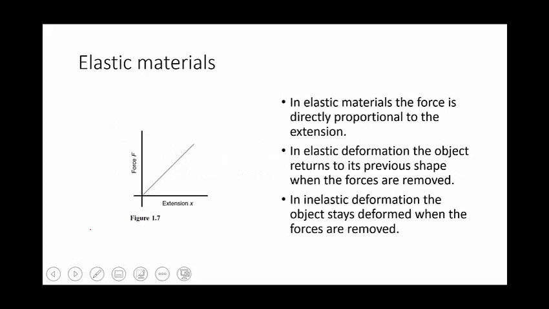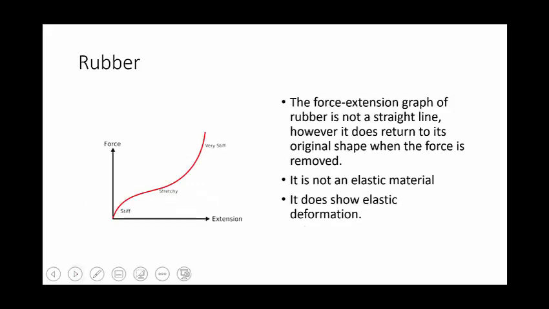Okay, so 3 different types of materials you need to know about. The first is elastic materials. For an elastic material, the force is directly proportional to the extension. That means we get a nice straight line graph on a force extension graph. If deformation is elastic, remember, it returns to its previous shape when the forces are removed. If it's inelastic, it stays deformed when the force is removed.